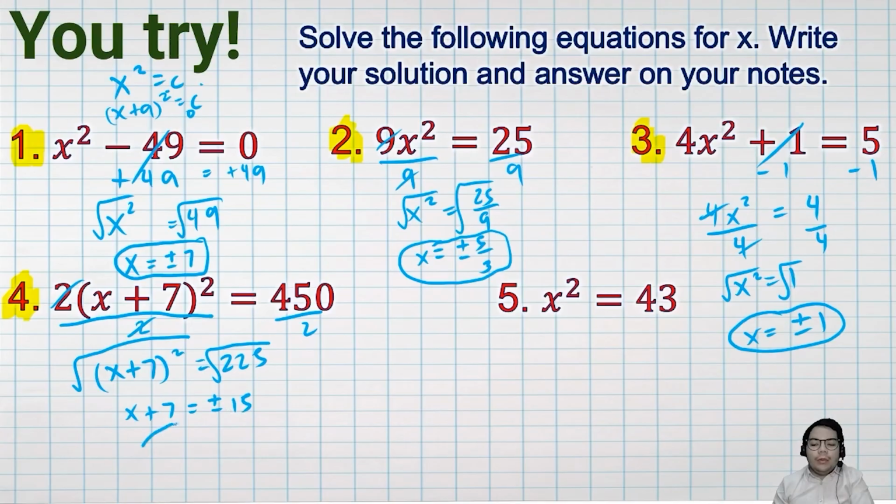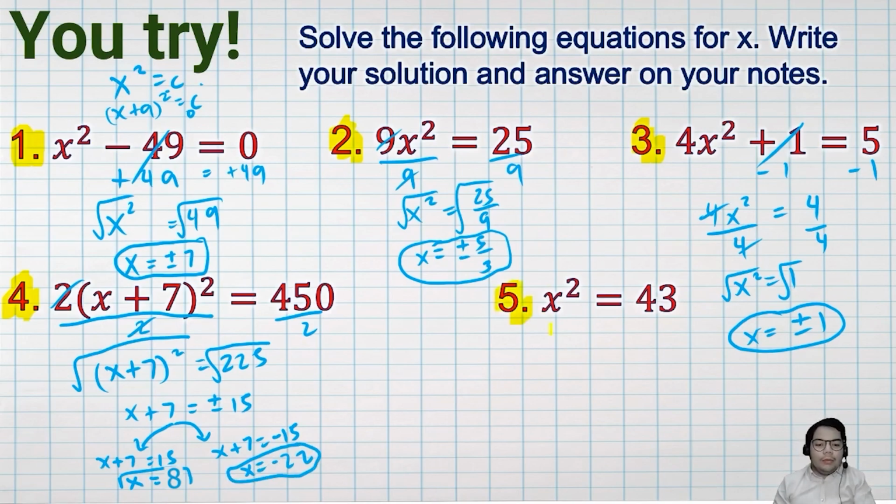We have to divide both of them for both sides. So 1 is x plus 7 is equal to positive 15. 1 is x plus 7 is equal to negative 15. Yan. So for both of them, we will subtract 7 for both sides. So for this one, subtract mo rin yung 7. 15 minus 7, magiging 8. Next, so subtract 7 for both sides. So negative 15, magiging negative 22. Yan, very good.